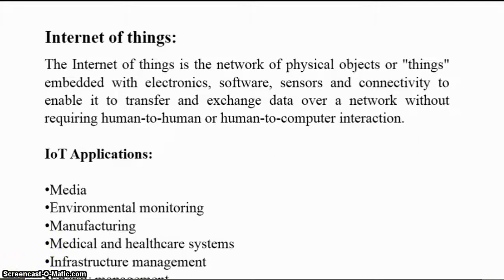What is IoT? It is the network of physical objects or things embedded with electronics, software, sensors and connectivity to enable them to transfer and exchange data over a network. It has various applications in many fields.